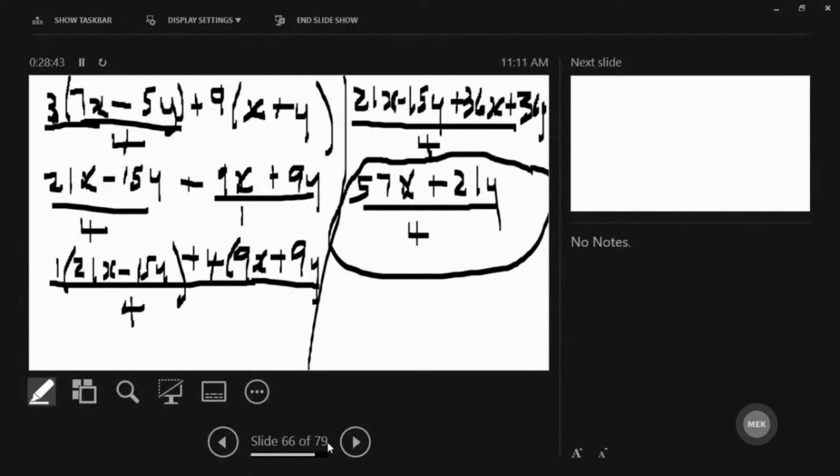So that's it for this type of algebraic fractions. Let me know if you have any questions. Okay, so next time we do algebraic fractions, we are going to be multiplying and dividing algebraic fractions.